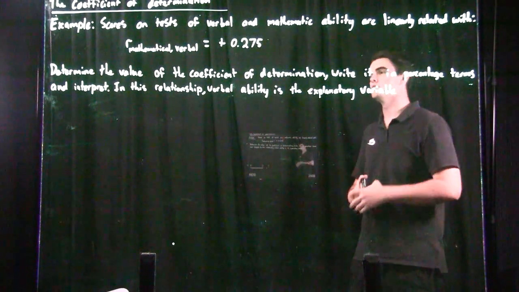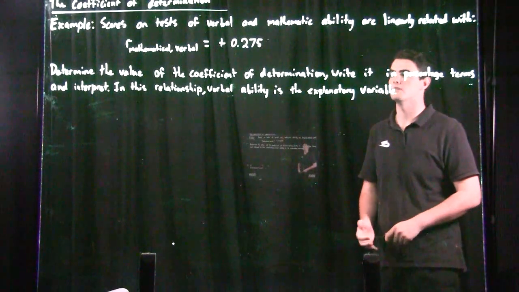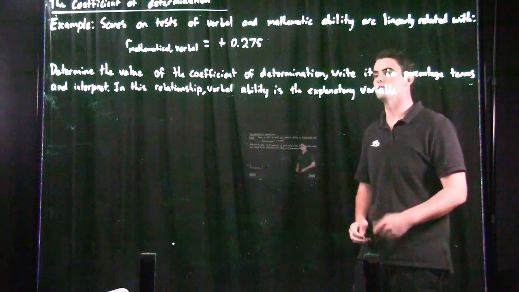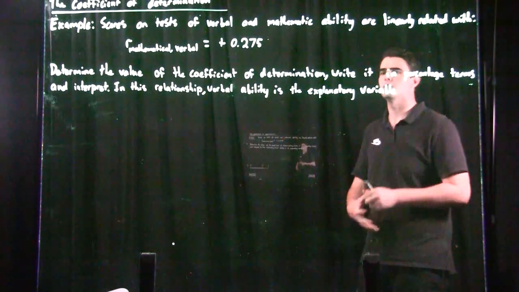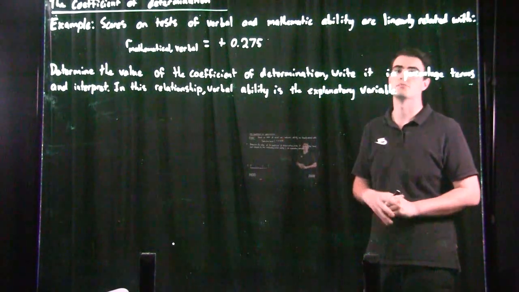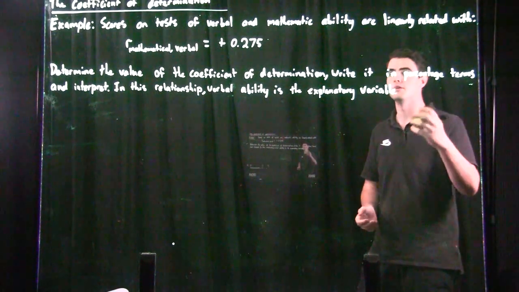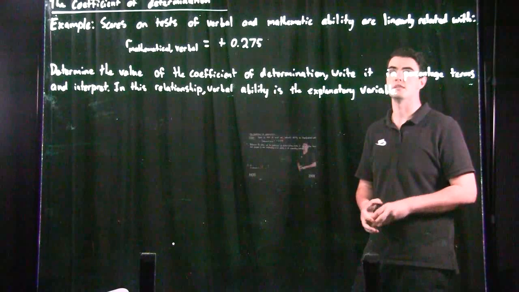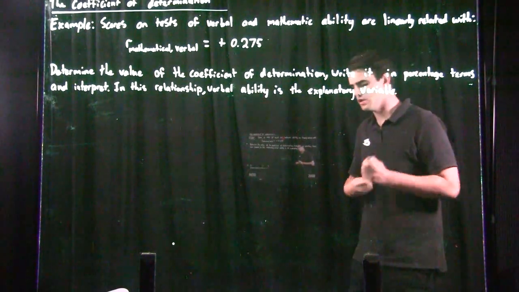We're asked to determine the value of the coefficient of determination, write it in percentage terms and interpret. In this relationship, verbal ability is the explanatory variable. So this last bit here is really important. I think a lot of us could probably almost go ahead now and calculate the coefficient of determination, but writing it in percentage and interpreting is going to be the main part and the makeup of the marks in this question. So let's go through.